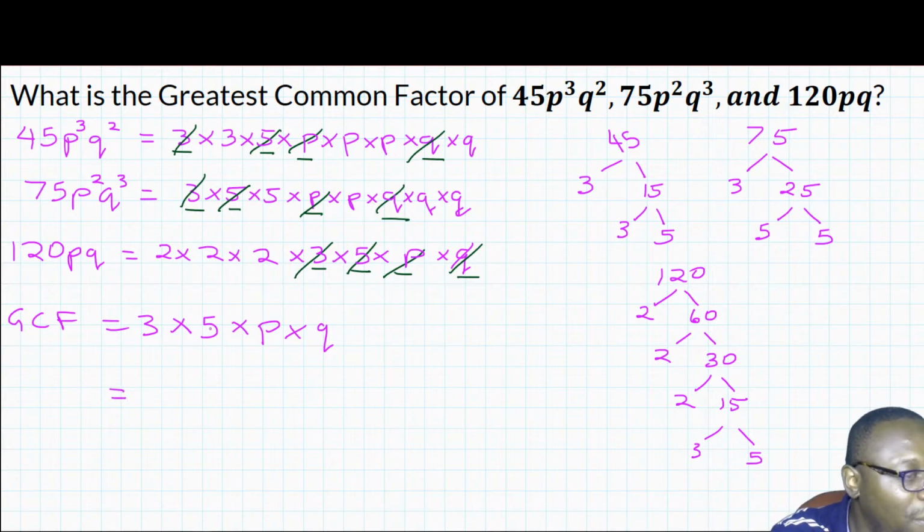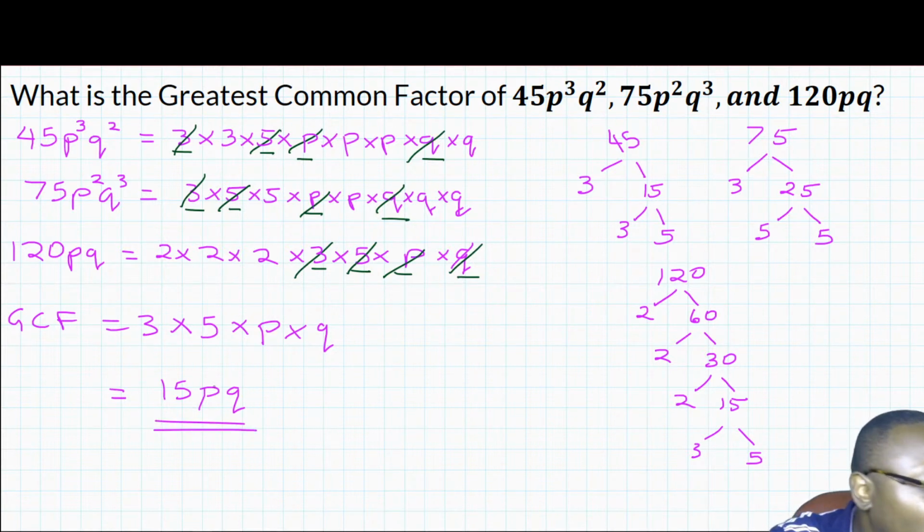So we have 3 multiplied by 5, that is 15. And then P multiplied by Q is PQ. So this is going to be your greatest common factor of these 3 terms. Are there any questions?